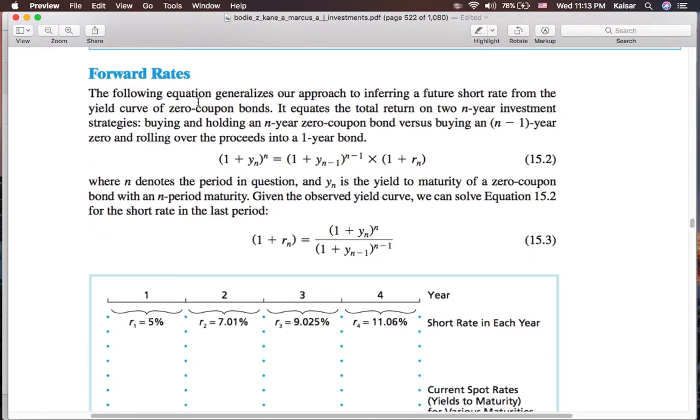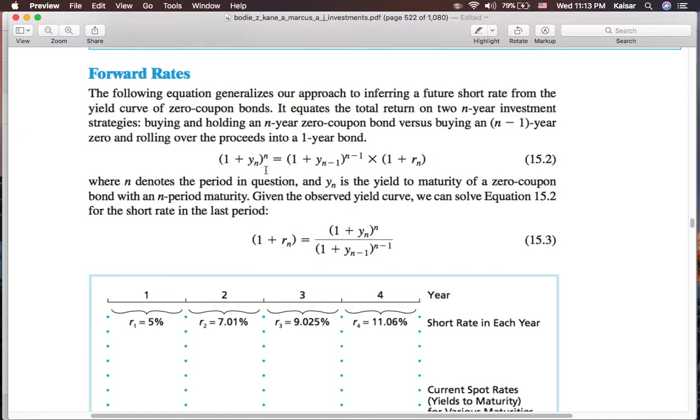Так, forward rates. The following equation generalizes our approach to inferring a future short rate from the yield curve of zero coupon bonds. It equates the total return on two n-year investment strategies: buying and holding an n-year zero coupon bond versus buying an n-1 year zero and rolling over the proceeds into a 1-year bond.